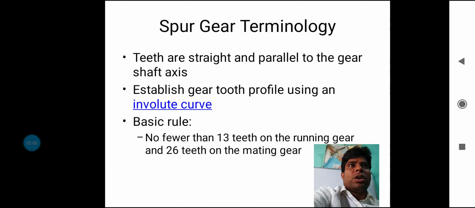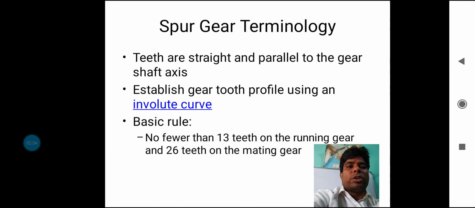That means you have to design the gear teeth profile according to the application and the purpose, where it is needed, according to performance. Two types of teeth profile we use: number one, involute teeth profile, and number two, cycloidal teeth profile.